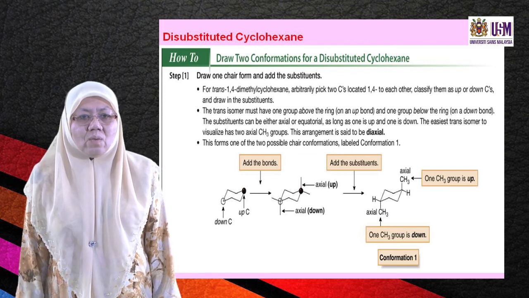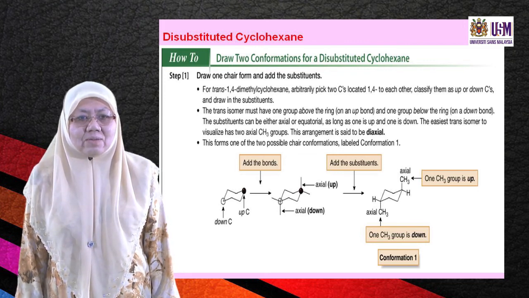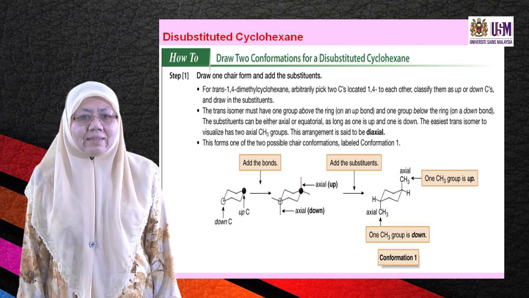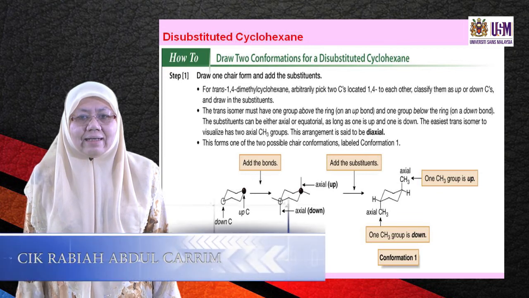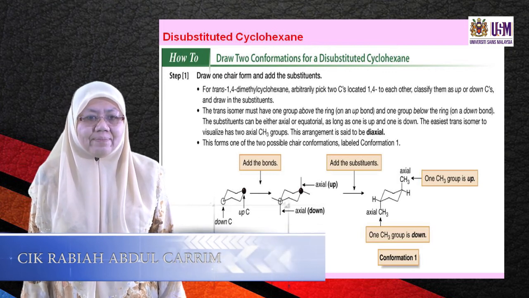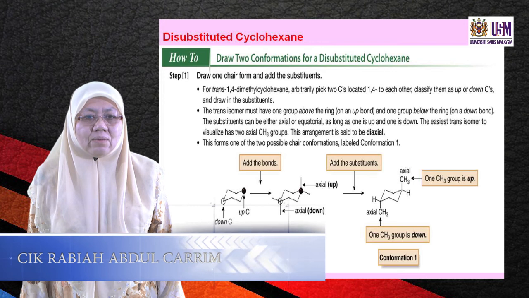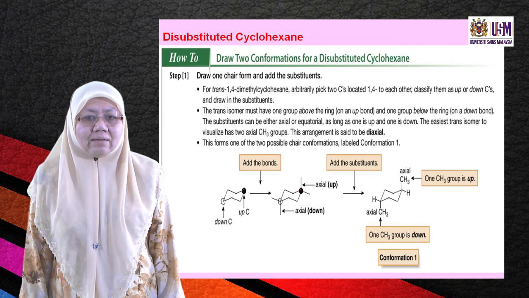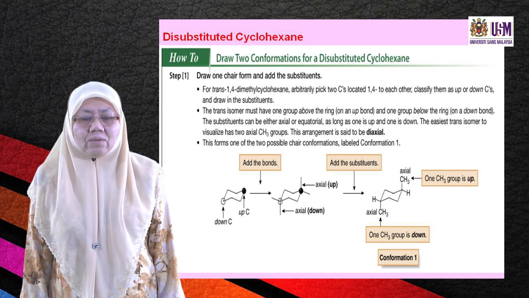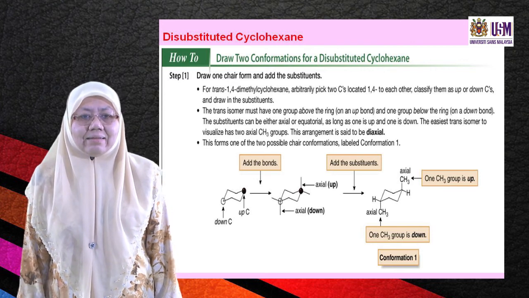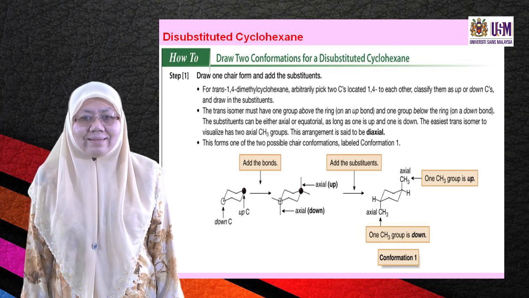First, we draw one chair form and we add the substituents. For trans 1,4 dimethyl cyclohexane, we arbitrarily pick two carbons located 1,4 to each other, classify them as up or down carbons, and draw in the substituents. The trans isomer must have one group above the ring and one below. The substituents can either be axial or equatorial, as long as one is up and one is down.